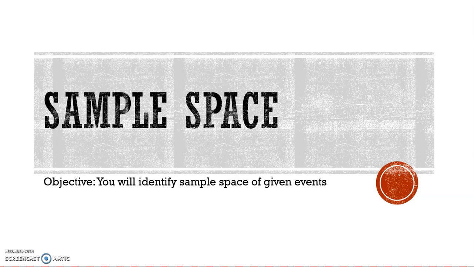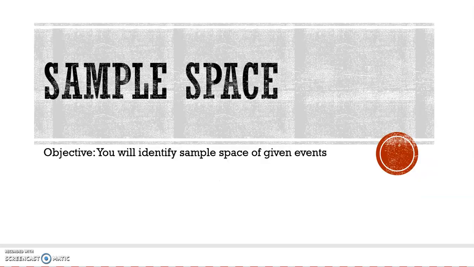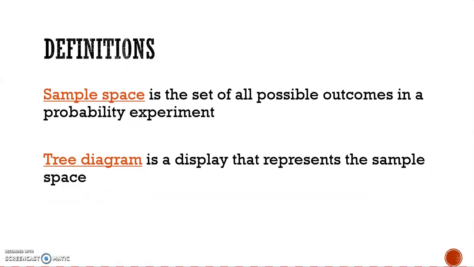In this video, we are going to be talking about sample space and how to identify the sample space of given events. So first off, sample space is the set of all possible outcomes in a probability event. If it's just flipping one coin, you could do heads and tails, that is the sample space. However, if you're flipping two coins, it'd be like heads heads or heads tails or tails tails.